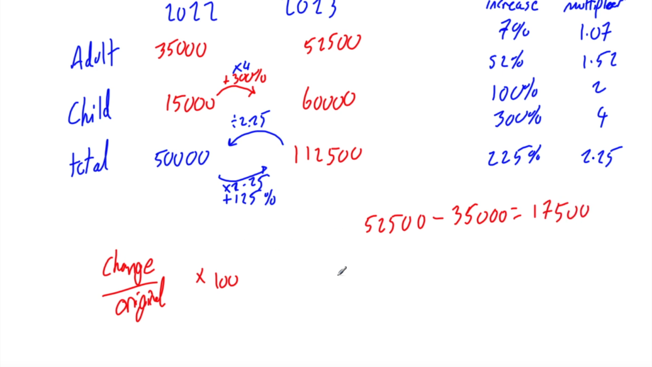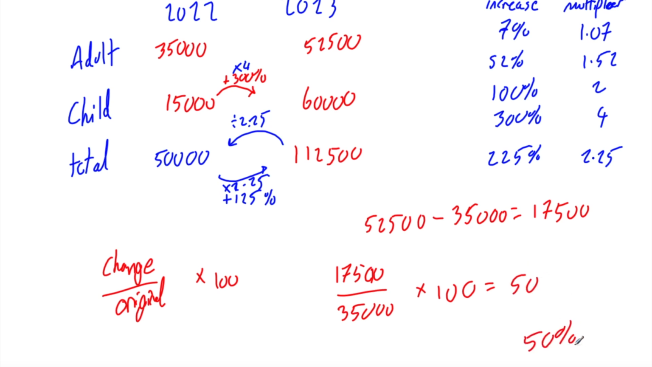17,500. So the change is 17,500 divided by the original. The original number of adult tickets sold in 2022 was 35,000. So 35,000 times 100. And when we work that out, that's equal to 50. So that means there was a 50% increase in the number of adult tickets sold between 2022 and 2023.